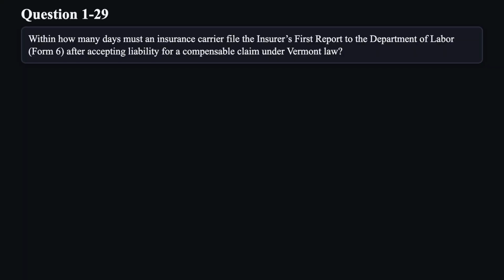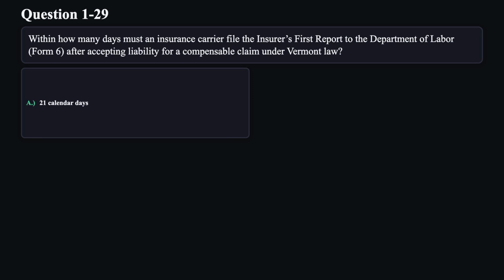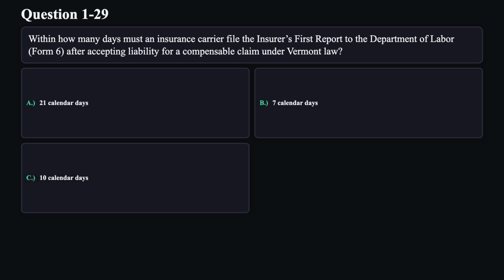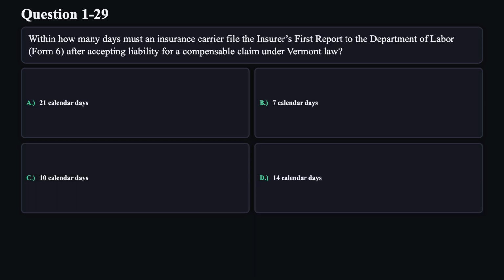Question 29. Within how many days must an insurance carrier file the insurer's first report to the Department of Labor, Form 6, after accepting liability for a compensable claim under Vermont law? A. 21 calendar days. B. 7 calendar days. C. 10 calendar days. D. 14 calendar days.